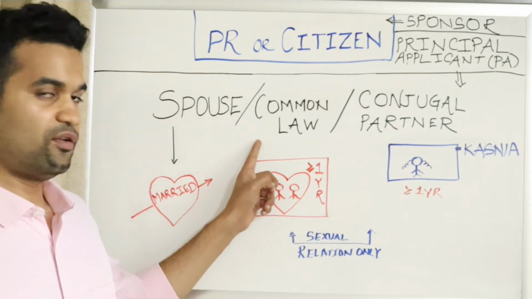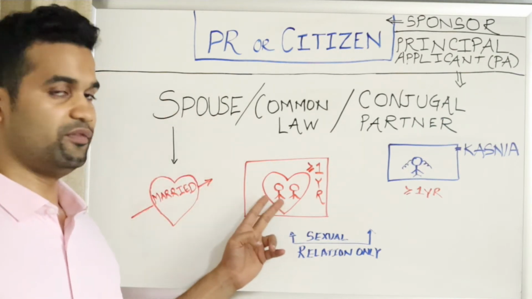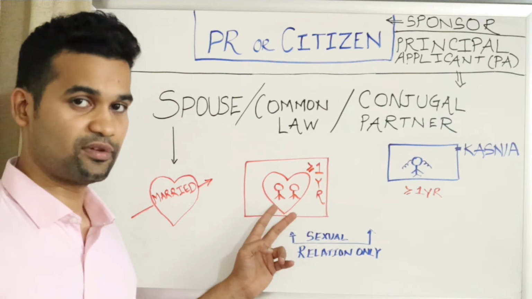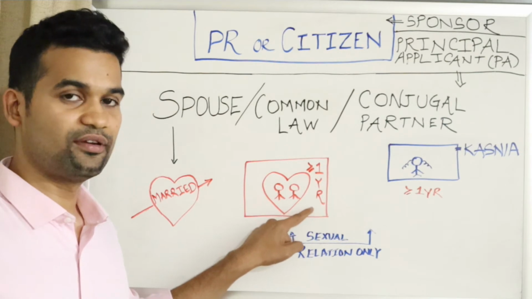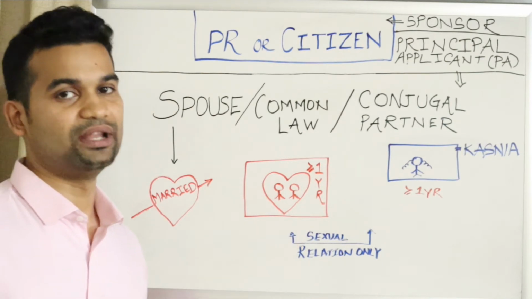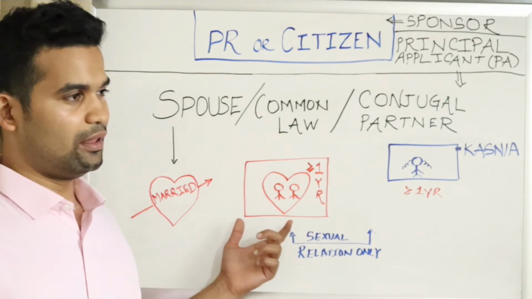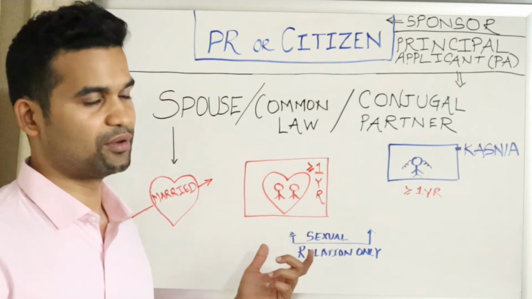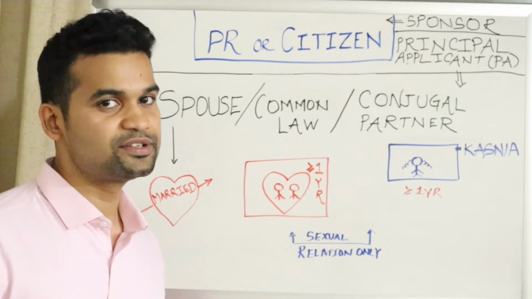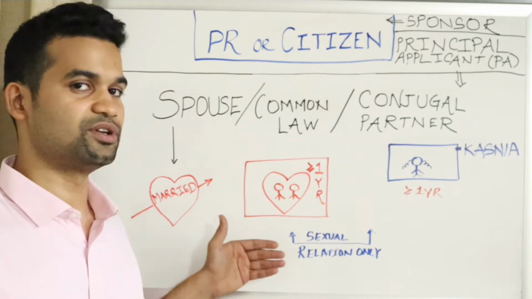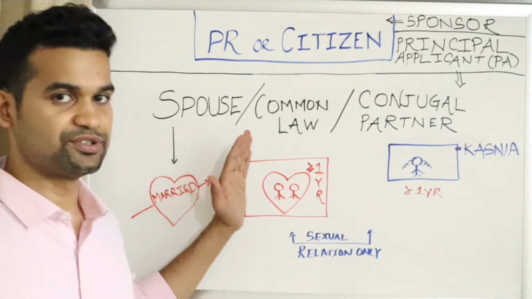When it comes to common law, there is no marriage involved here, but both the individuals should be able to prove that they are living together for at least 1 year and a serious committed relationship is involved here. Another term for living together is cohabitation. You will find this word cohabitation a lot of times when you come across the immigration websites. So they should be cohabiting with each other for at least a period of 1 year to prove that there is a common law relationship.